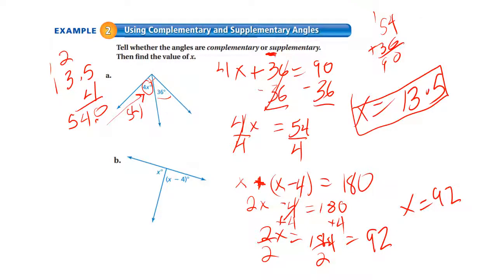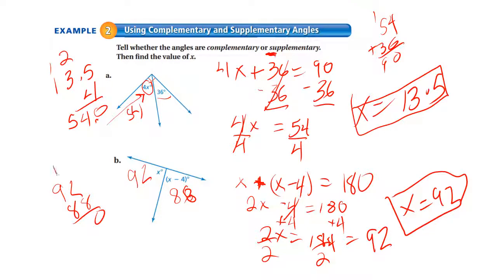Again, if they were to ask us, well, okay, now that x equals 92, what are the values of the angles? This would have to be 92 then, and this would have to be 92 minus 4, or, I'm sorry, 88. Let's go ahead and check to make sure that those two do add up to 180. 92 plus 88 is 180. So we also checked our answer, and it is correct.